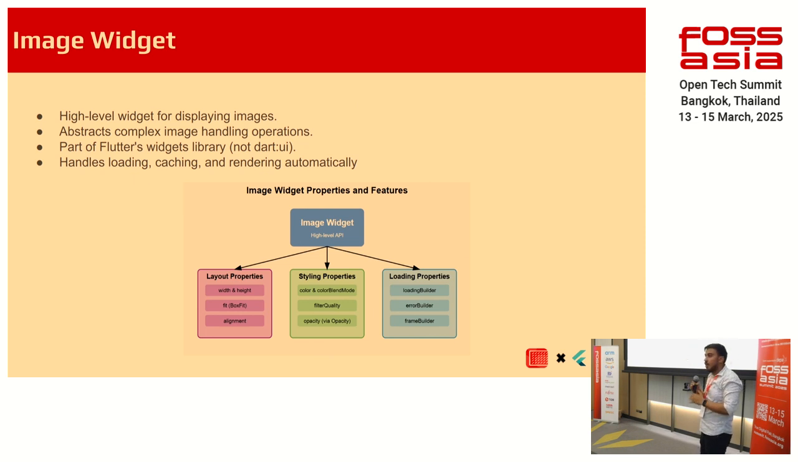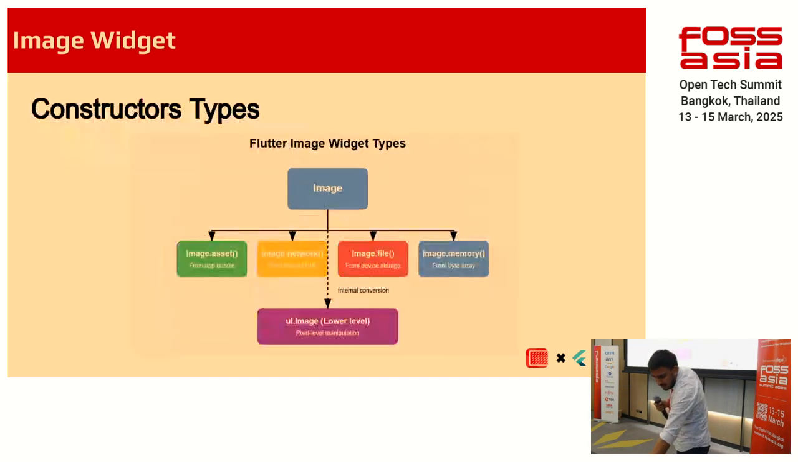So image widget sort of uses UI.image behind the scenes, because to render the images, as I said in the start, we need to have access to each pixel, and UI.image gives us each pixel. So image widget uses UI.image underneath. So it has certain constructors. It's a very basic thing actually.